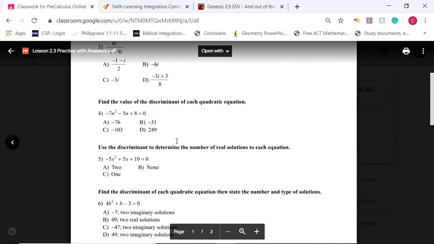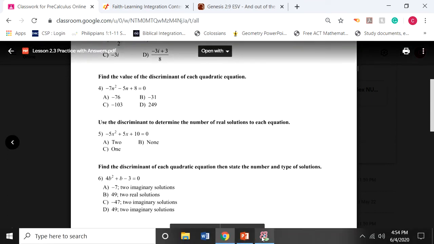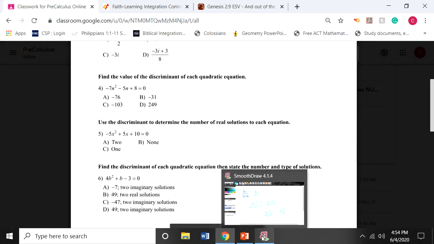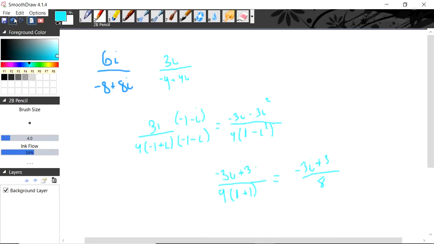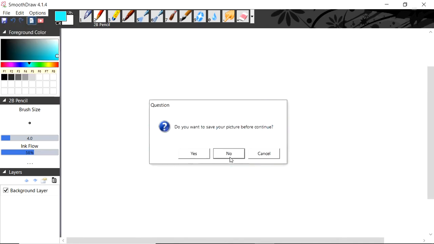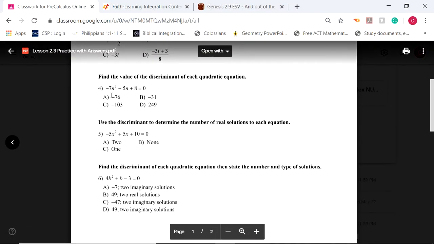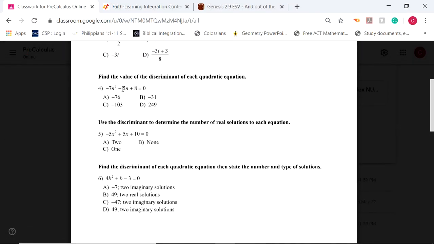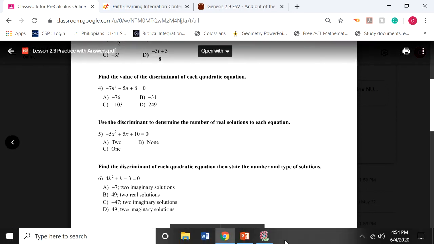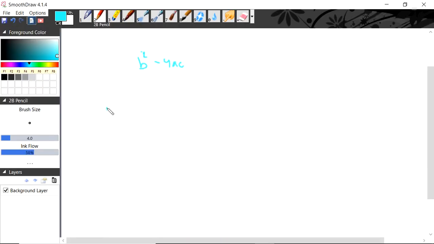So if you're following along, I'm going to do one of your homeworks for you so we make sure we're all on the same page here. So the next thing I want you to do is find the discriminant. And remember, the discriminant is just what's under the square root of the quadratic formula. So it's going to be b squared minus 4 times a times c. And remember, a is in front of n squared, b is in front of just n, and c is this one. So a is negative 7, b is negative 5, and c is 8.